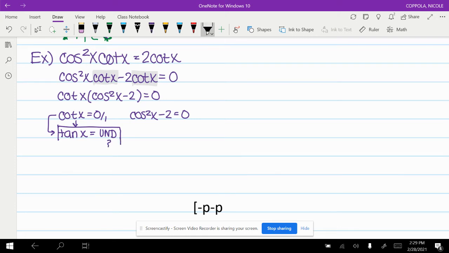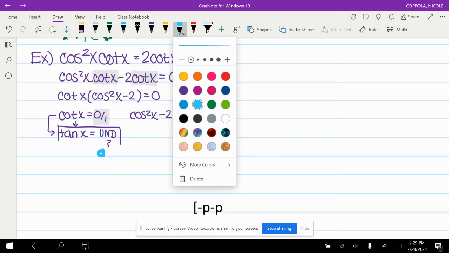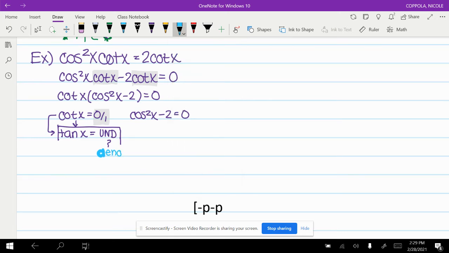I think it doesn't hurt to think back to the fact that for tangent to be undefined, the denominator needs to equal 0. And when I'm thinking about tangent, tangent is sine over cosine, right? So if I need to think about when the denominator is equal to 0, I'm looking for when cosine is equal to 0. And that will give me when tangent is undefined.